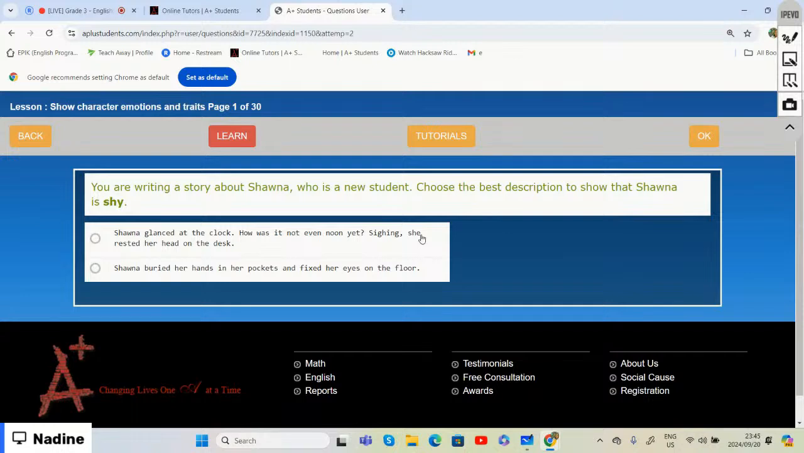Is it option one? Shona glanced at the clock. How was it not even noon yet? Sighing, she is resting her head on the desk. Or option two, Shona buried her hands in her pockets and fixed her eyes on the floor. We need to choose option one or option two to basically tell us how Shona is feeling. So which one is correct?